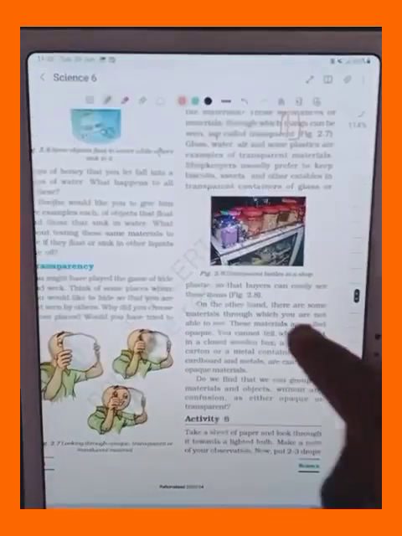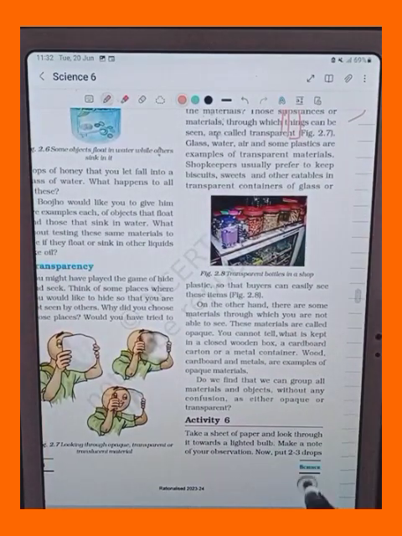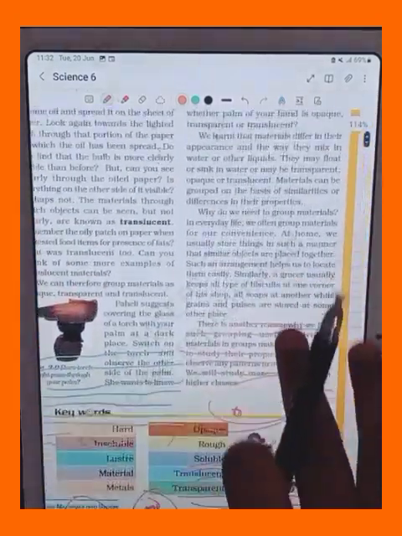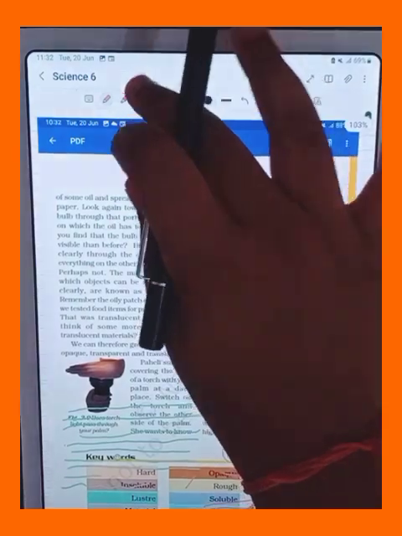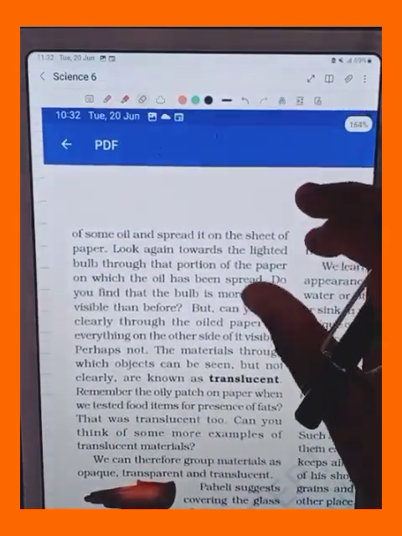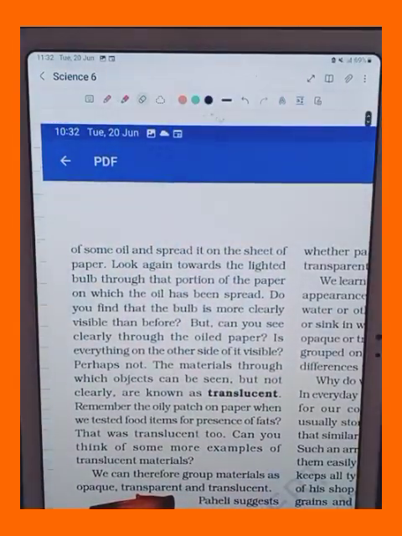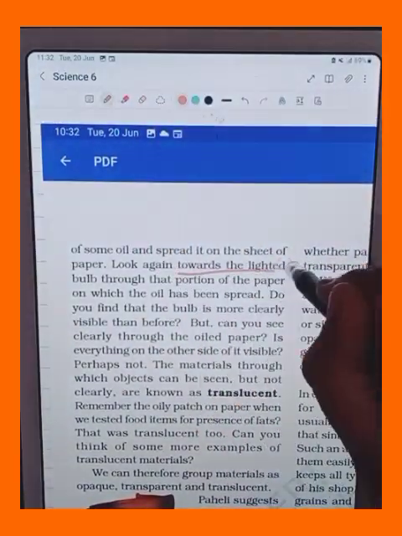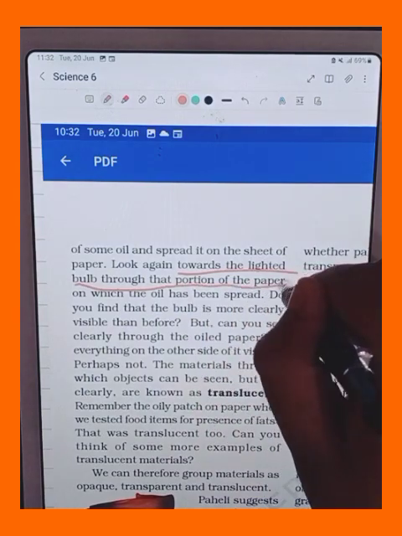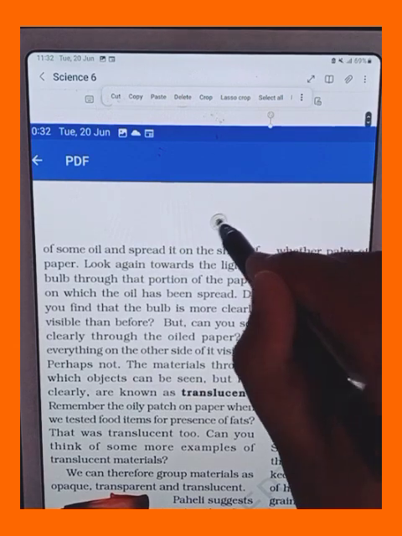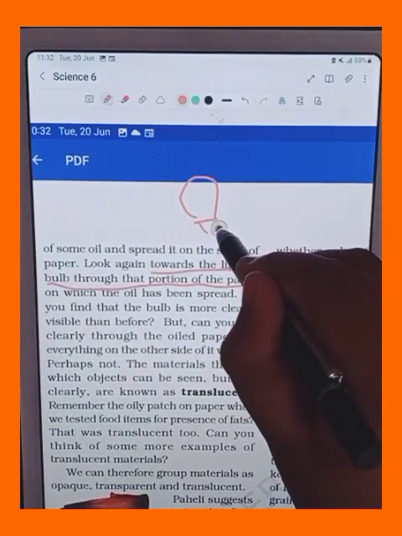So take a sheet of paper and look through it towards a lighted bulb. Make a note of your observation. Now put two to three drops of oil and spread it on the sheet of paper. Look again towards the lighted bulb through the portion of the paper. So let's say this is a bulb.